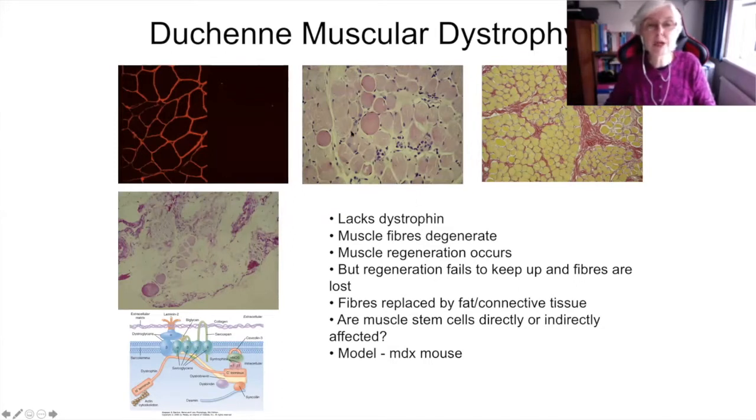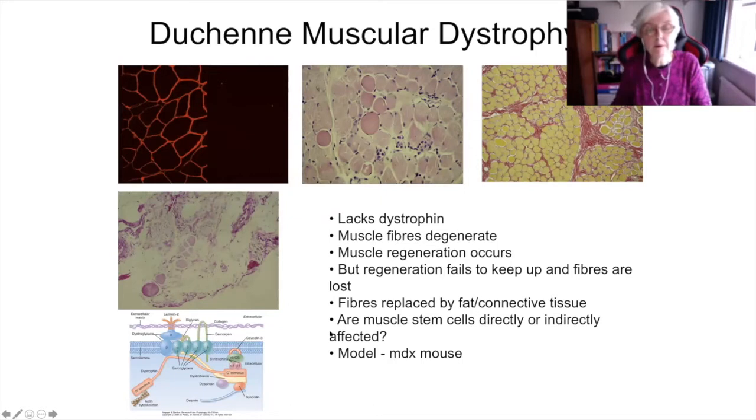Here are some regenerated muscle fibers. In the end, there's lots of fibrous connective tissue, and at a very late stage, there are very few muscle fibers, and the muscles are nearly all replaced by fat or connective tissue. So there are muscle stem cells, but the question is, are the muscle stem cells directly affected by the genetic mutation or indirectly affected? The stem cells are okay, but the environment affects their function.